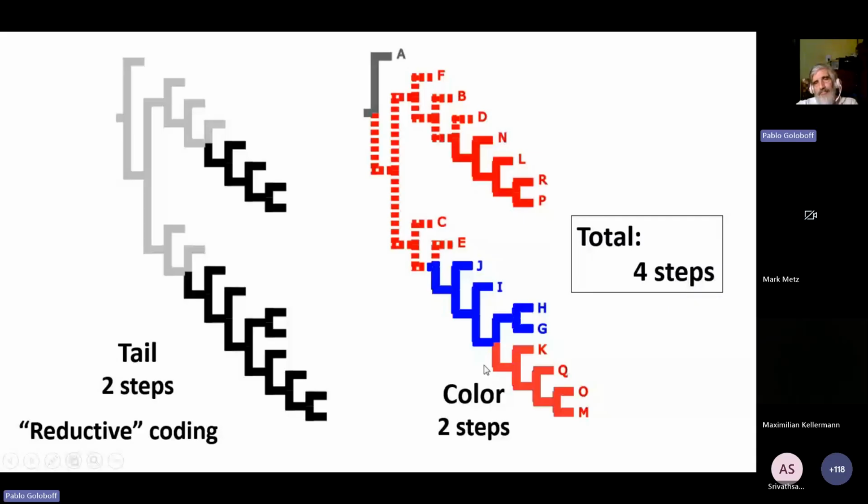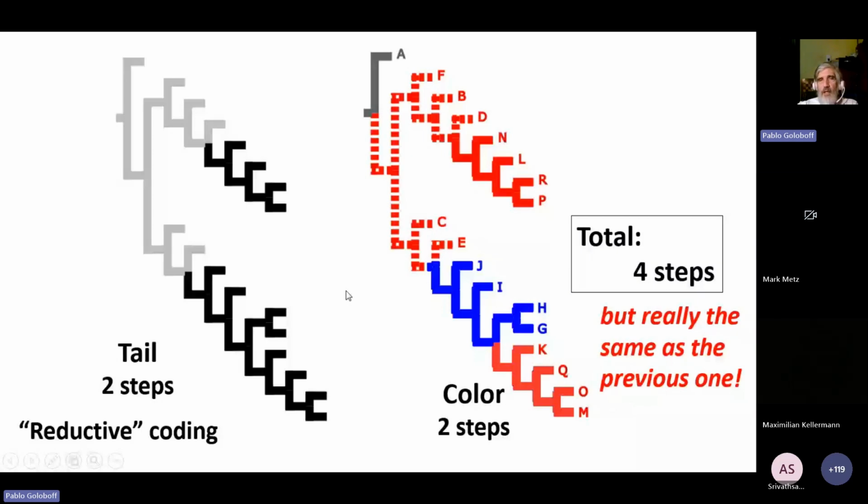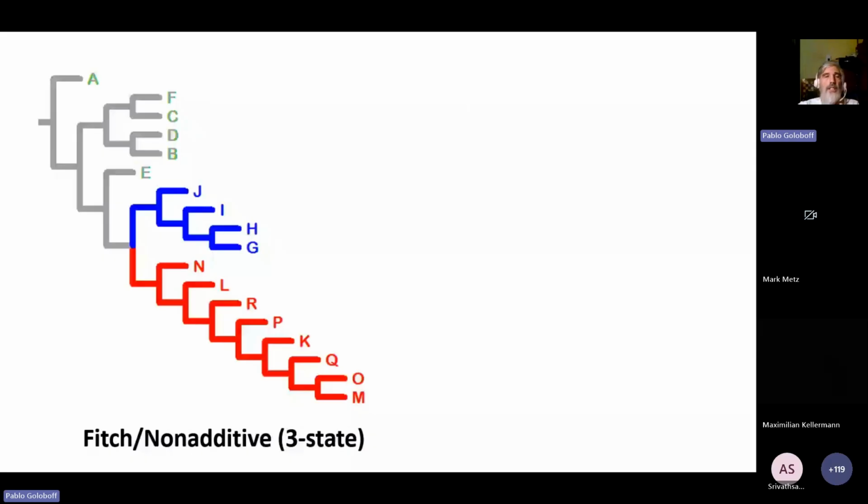But this tree is, in a sense at least, exactly the same as before, because the taxa with red color are separated in 2 parts of the tree. All the blue ones are in just one group. So this tree is evaluated as being worse than the previous tree, but it is really the same as the previous tree. So you can see 2 different ways in which reductive coding can screw up in the analysis of inapplicable characters. The other alternative is considering these 2 characters as a single one, a non-additive character.